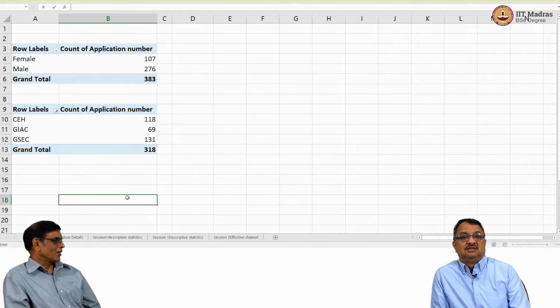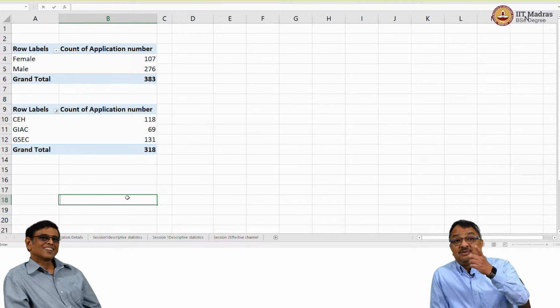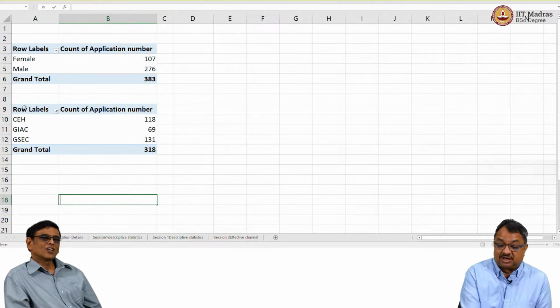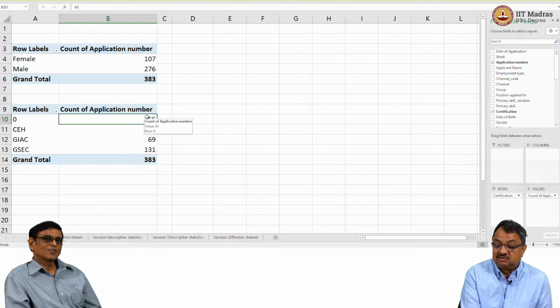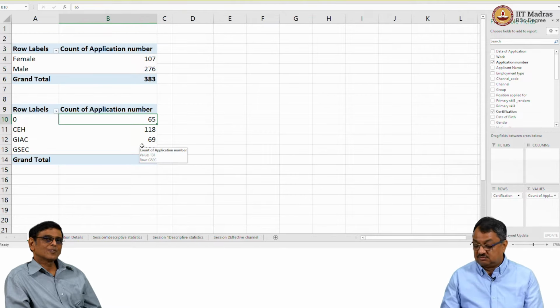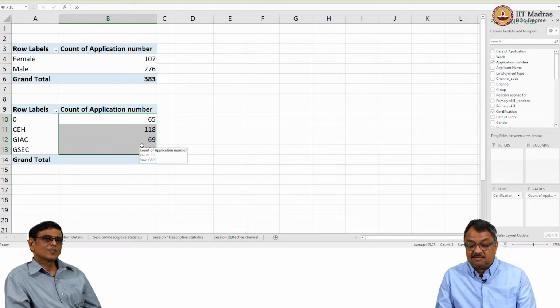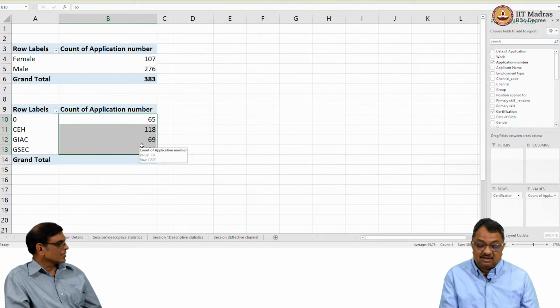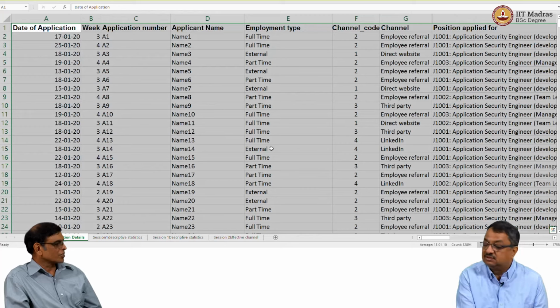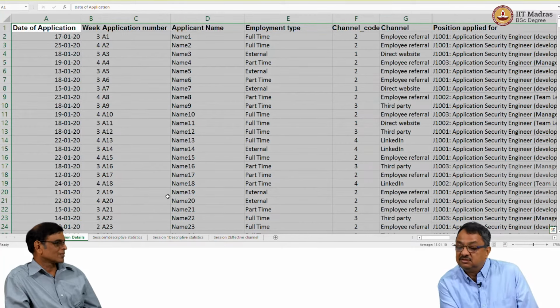The grand total doesn't mean anything because somebody will have 2 certificates and another some had 0, which I have filtered out. If you just sum this up, you will get 383, and 383 is the number of candidates. If somebody has 2 certificates, he'll show up in both places.